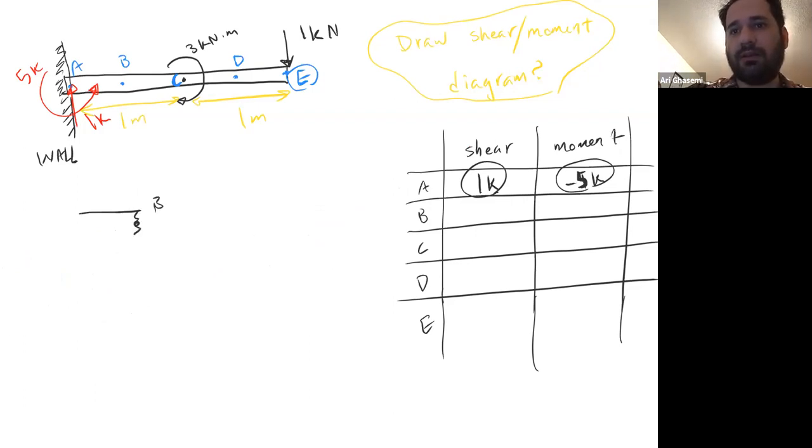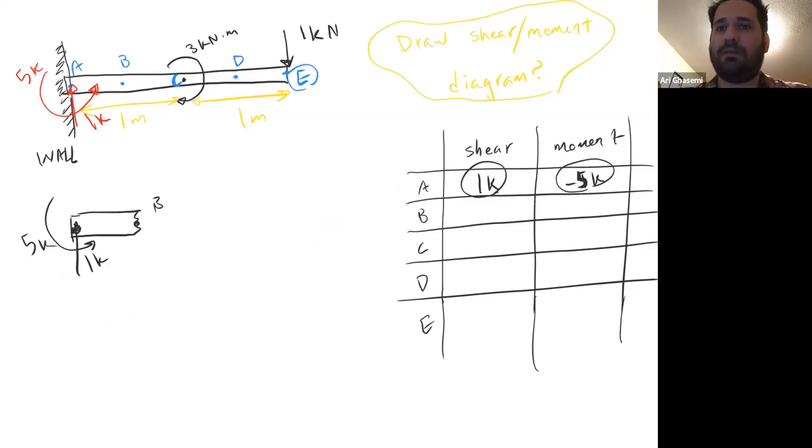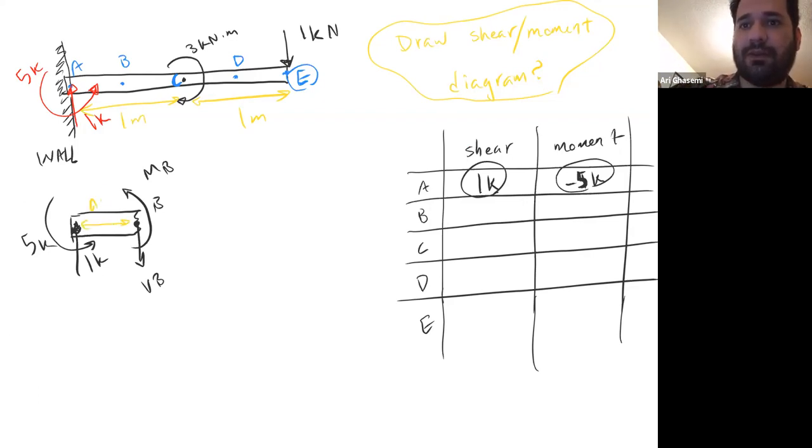All right, so point B is easy because we don't have singularity there. Point B, right here, 1K, 5K at A. At B, I'm going to have MB, VB, I don't even put NB because it's 0, and 1K, 5K, and this is 0.5 meters. Again, write the equations. Then you see VB is positive 1K, 1K negative, VB is equal to 0. VB is 1K positive.